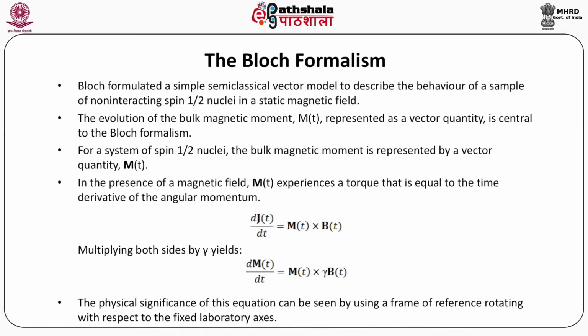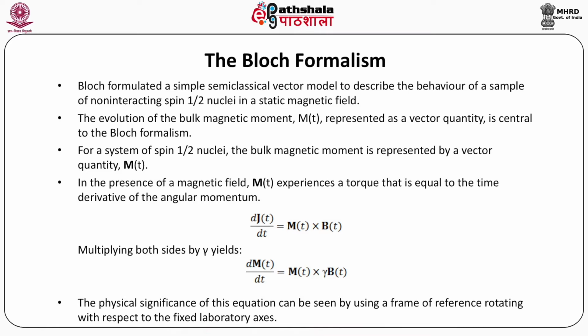The Bloch formalism. Bloch formulated a simple semi-classical vector model to describe the behavior of a sample of non-interacting spin-half nuclei in a static magnetic field. The evolution of the bulk magnetic moment M(t), represented as a vector quantity, is central to the Bloch formalism. In the presence of a magnetic field, M(t) experiences a torque that is equal to the time derivative of the angular momentum: dJ(t)/dt = M(t) × B(t). Multiplying both sides by gamma yields dM(t)/dt = M(t) × γB(t).